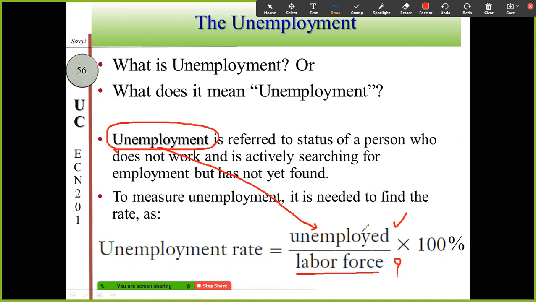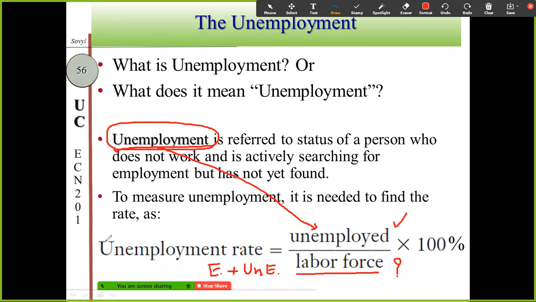Okay, what is labor force? Labor force is the group of people, a combination of people who are employed and unemployed. So labor force is a combination of the group of people who are employed, that means they have work, they have a job, plus the number of people who are unemployed. The people who are unemployed don't have work, don't have a job, and try to find a job very actively but have not yet found one. Okay, these are people unemployed.